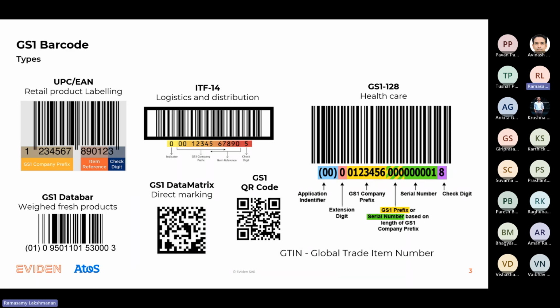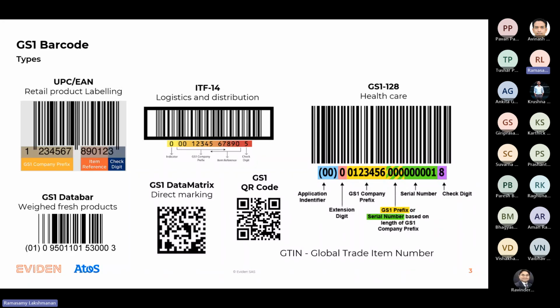The UPC-EAN barcode is used in retail product labeling. The EAN is used in Europe, and UPC is used in North America. UPC stands for Universal Product Code, and EAN stands for European Article Number. In retail products, we are using this. It can be scanned in the point of sale system in retail shopping, like supermarket checkout points.